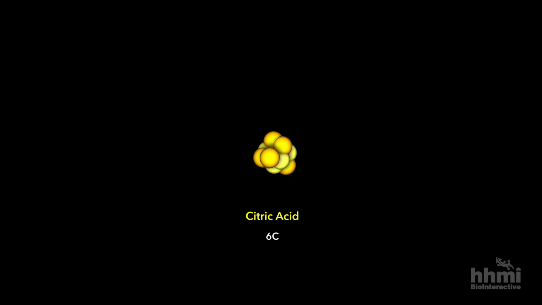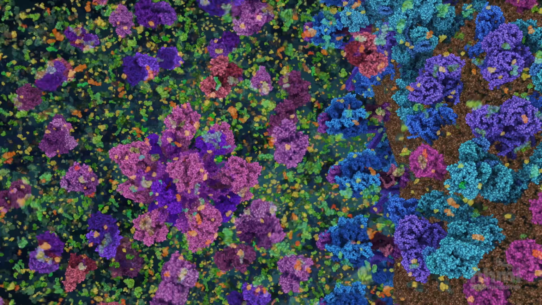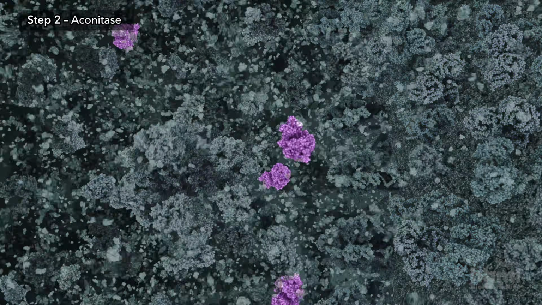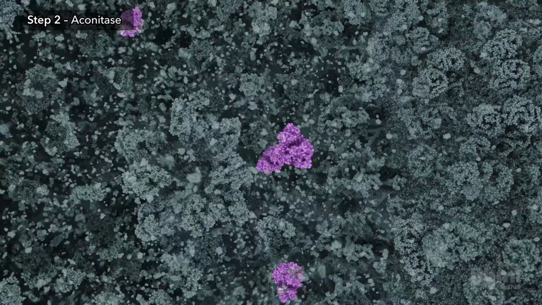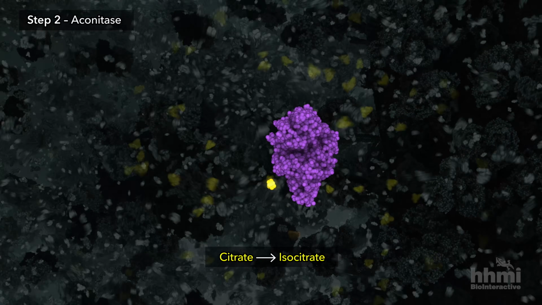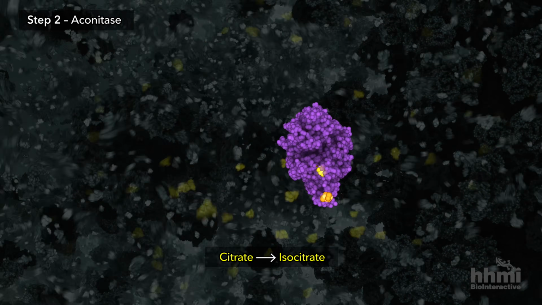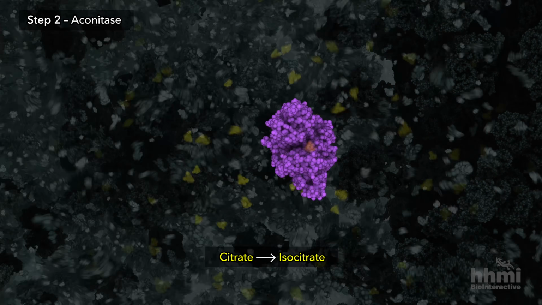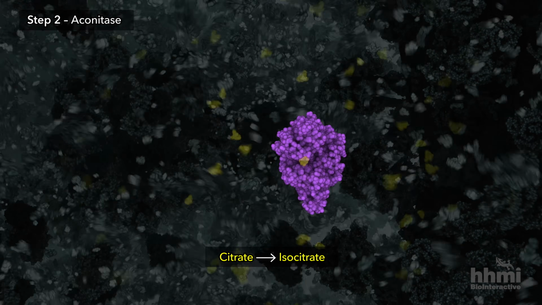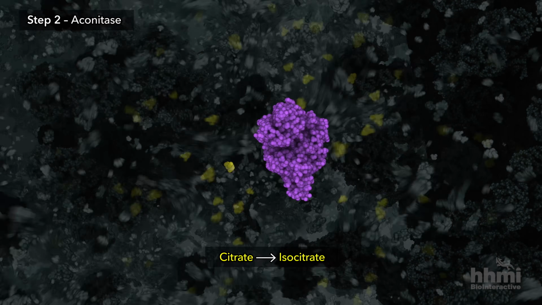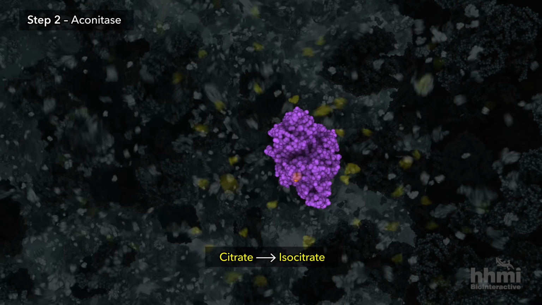Citric acid is used by your cells for the biosynthesis of fatty acids, lipids, and cholesterol, and is also the substrate for step 2 of the citric acid cycle. The enzyme reaction of step 2 makes a small change to the citric acid molecule, moving the position of an oxygen atom, converting citrate into isocitrate.